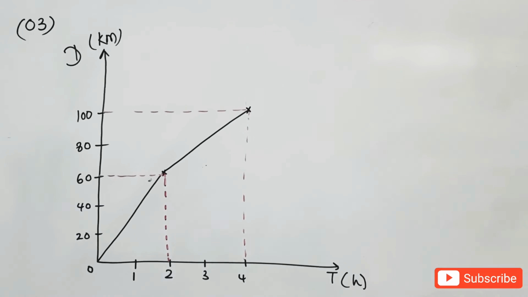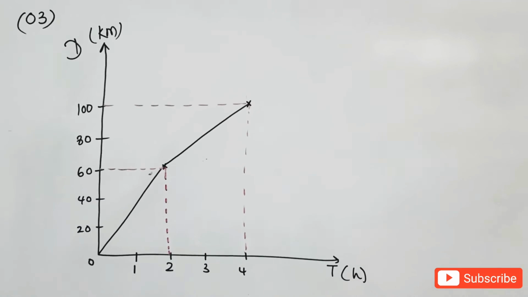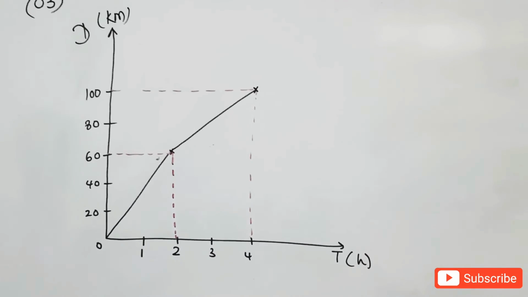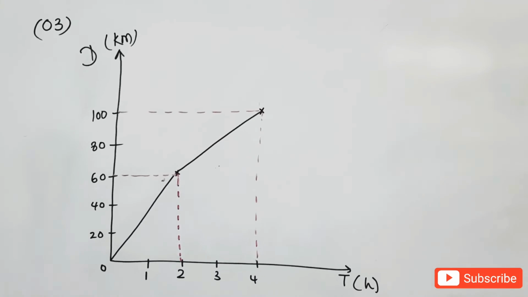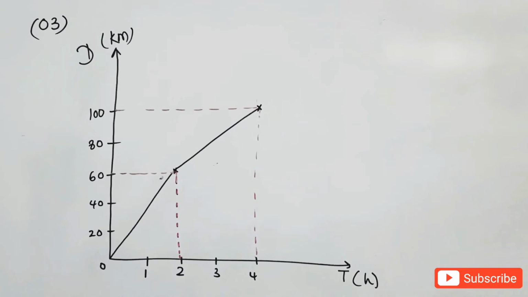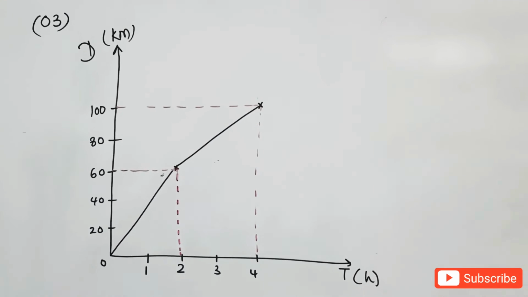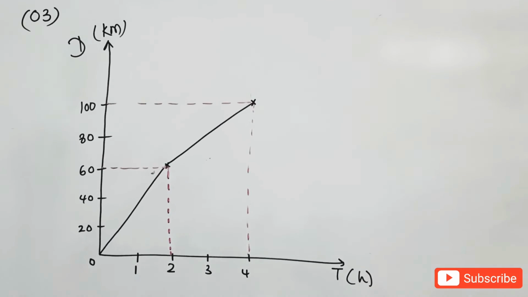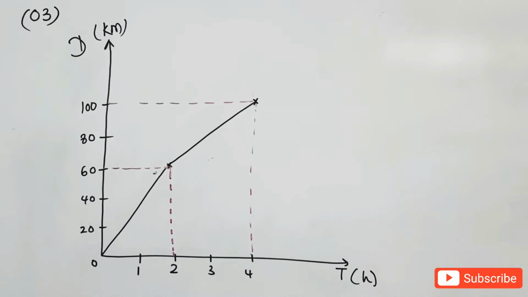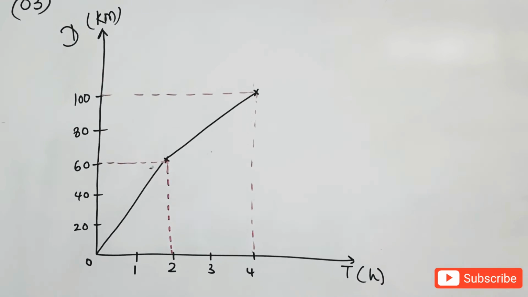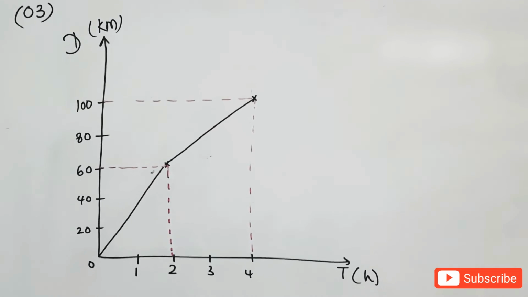Now seeing what they have given: a coach moving with uniform speed from the commencement of its journey travels a distance of 60 kilometers in 2 hours. It then travels 40 kilometers in 2 hours, also with a uniform speed. It reaches its destination. You have to represent this motion in a distance time graph.